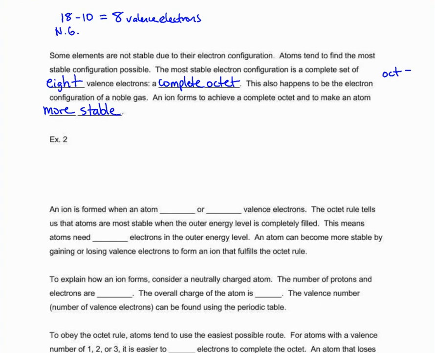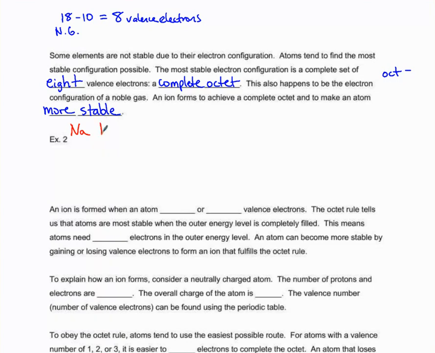So I'm going to change colors here, keep things separate. So let's look at sodium. Sodium, and this is just Na, so we're implying that it's a neutral atom right now. Sodium on your periodic table is atomic number 11, which means 11 protons. When it's neutral, that means 11 electrons.